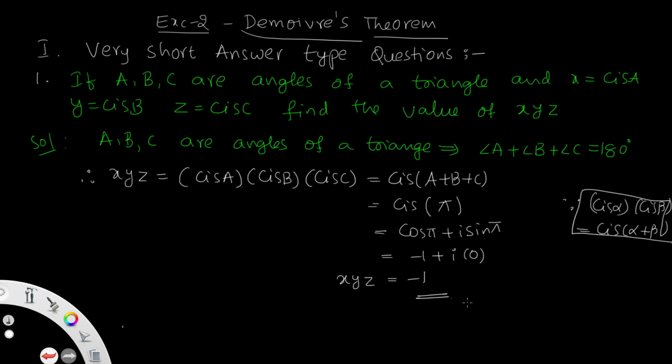This is question number 1. Then go to the second question. What is the question given? If A, B, C are angles of a triangle, x equal to cis A, y equal to cis B, z equal to cis C, find the value of xyz.